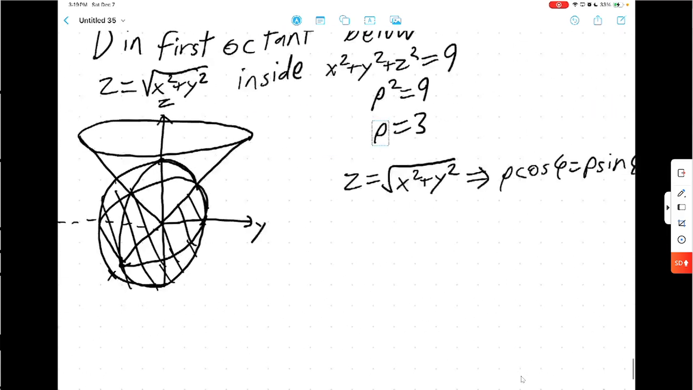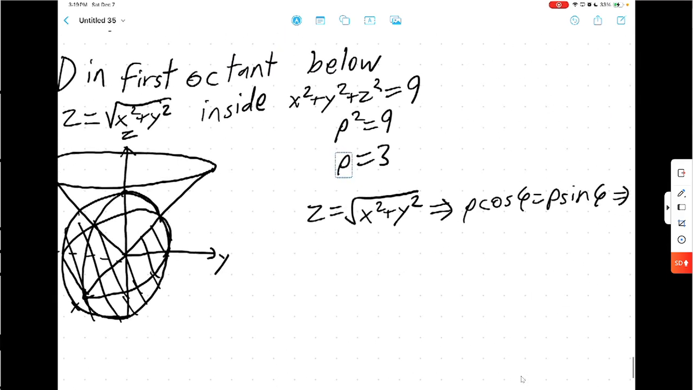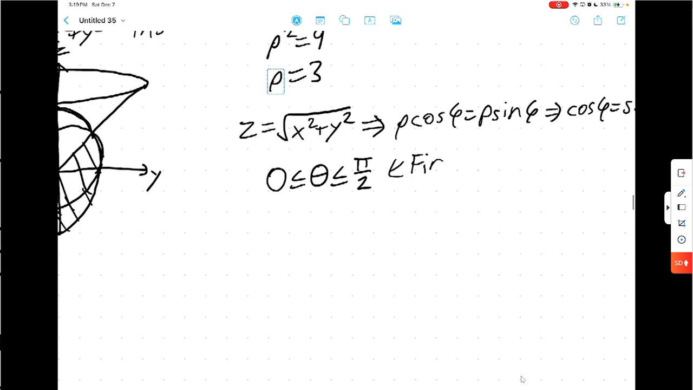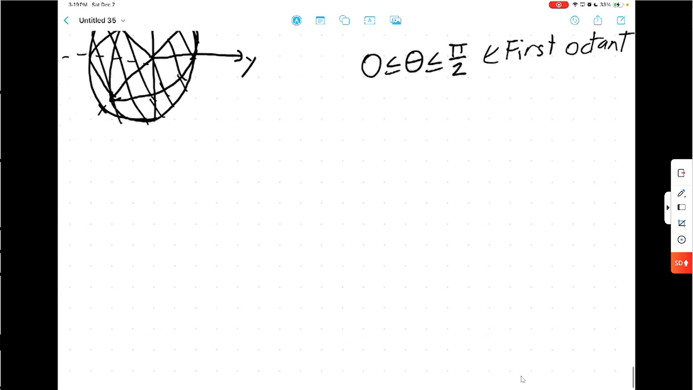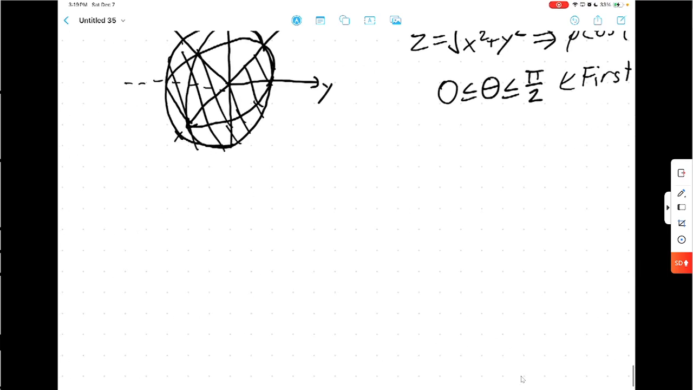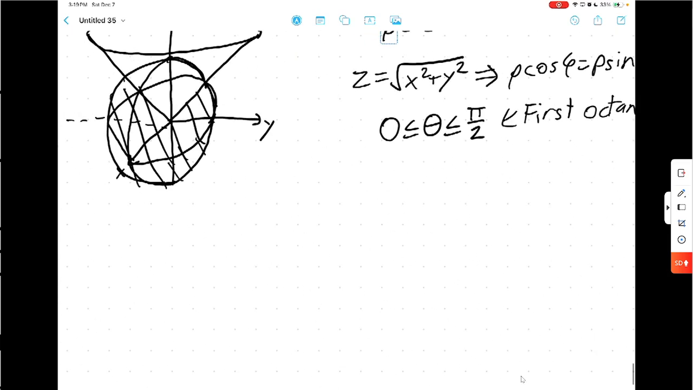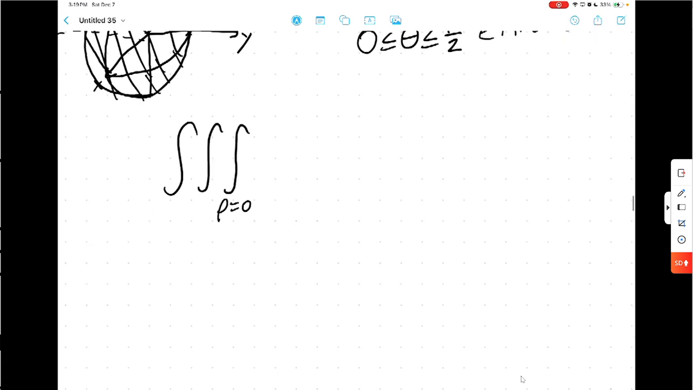Now, because this is in the first octant, theta is only going to go from 0 to pi over 2. First octant. Okay. So now we're going to set this up. So rho goes from 0 to 3.